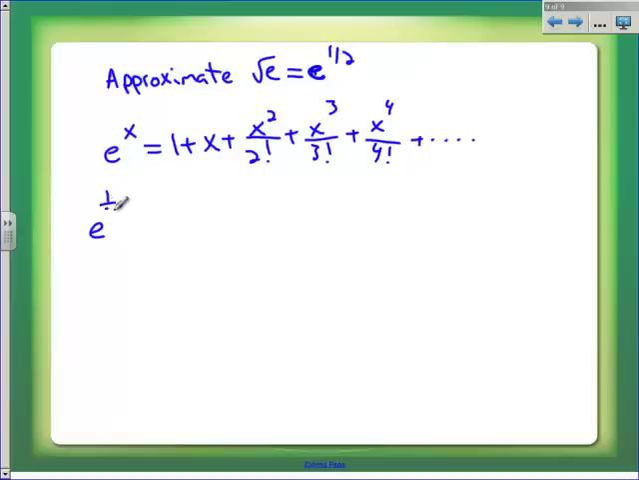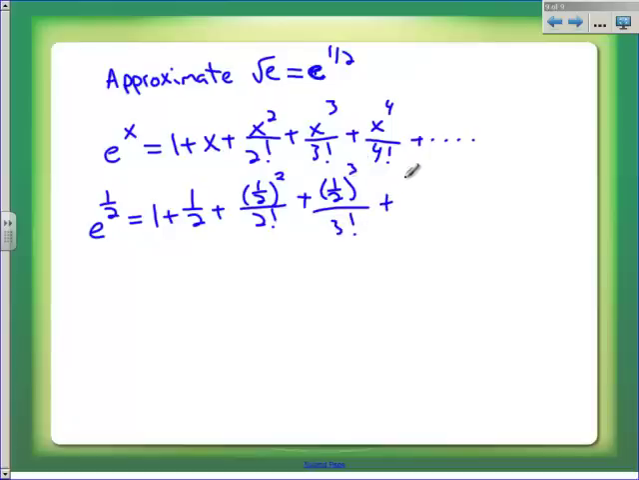So that means that e to the 1/2 should be 1 plus 1/2 plus 1/2 squared over 2 factorial plus 1/2 cubed over 3 factorial plus 1/2 to the 4th over 4 factorial plus ... 1/2 to the n over n factorial. Now I got to stop this at some point, so let's just use the first 4 terms here.